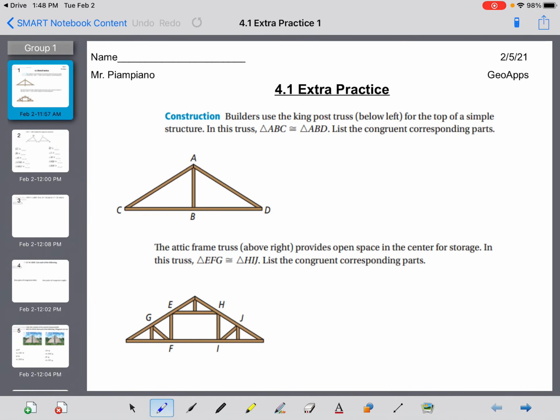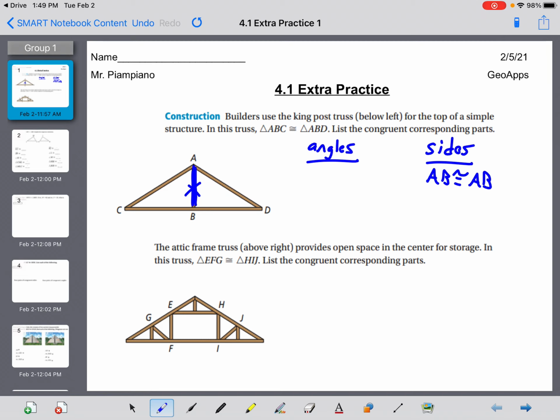Construction. Builders use the king post truss, which is below, for the type of a simple structure. In this truss, triangle ABC is congruent to triangle ABD. List the congruent corresponding parts. Well, we need to list the angles and we need to list the sides that are congruent. Okay, so the first one is reflexive. These two triangles share side AB. AB is congruent to AB.